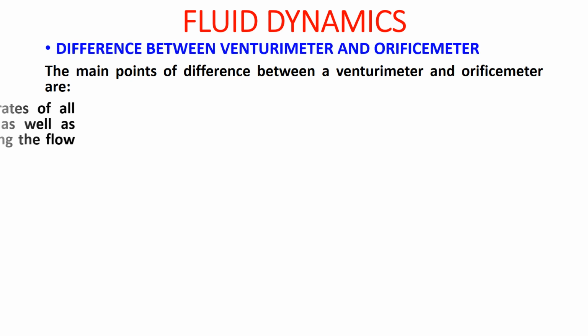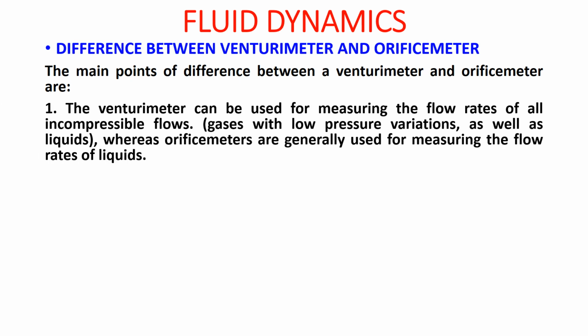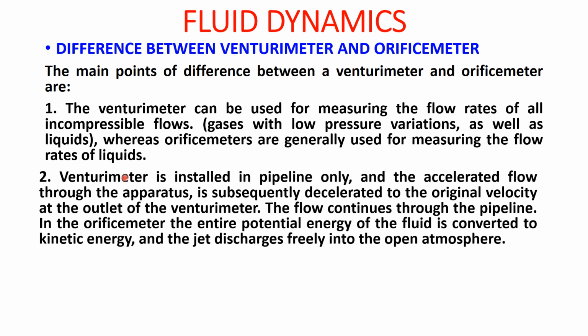Now, what are the main points of the actual difference between Venturi meter and orifice meter? There are three. The first is that a Venturi meter can be used for measuring the flow rates of all incompressible flows, meaning gases also with low pressure variations, whereas orifice meters are only used for measuring the flow rates of liquids. This is the first difference.